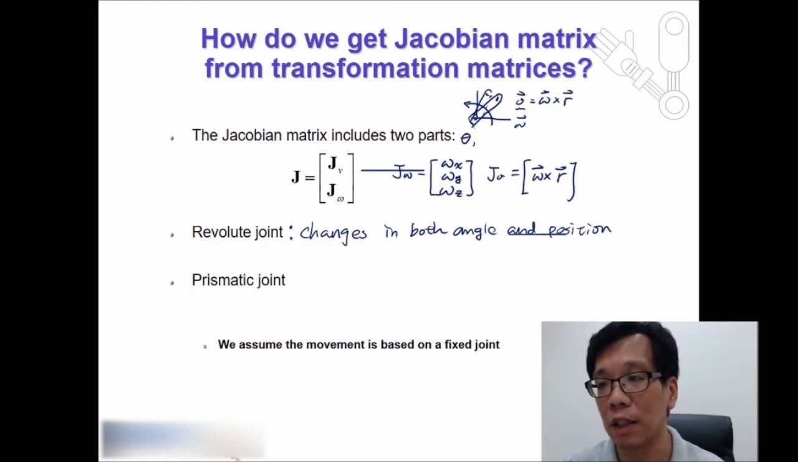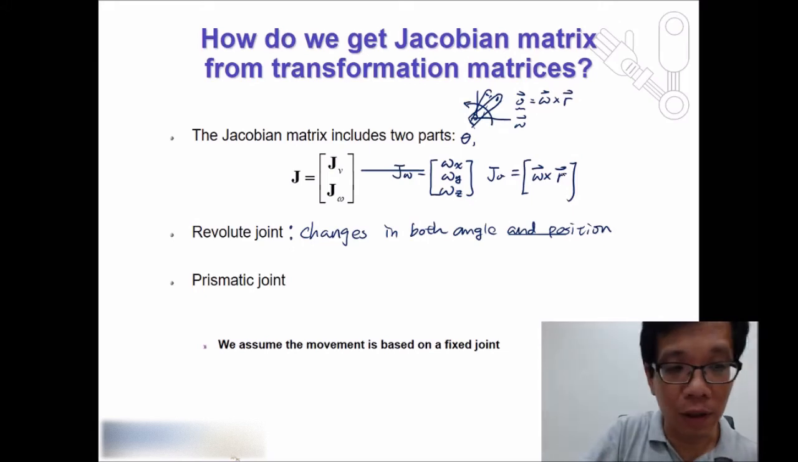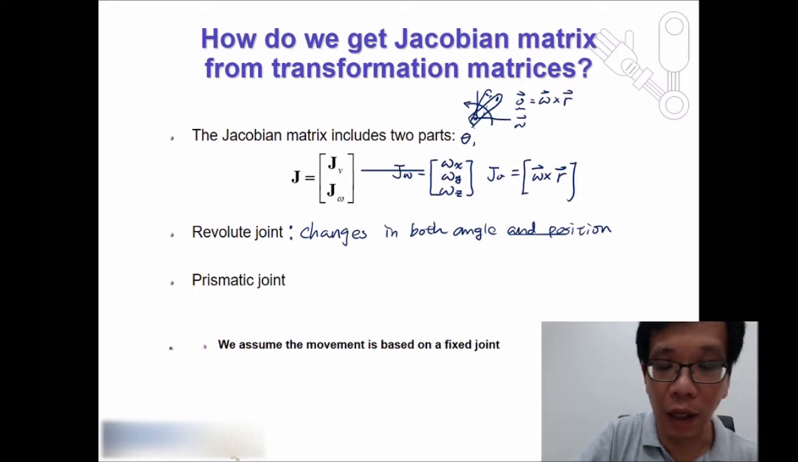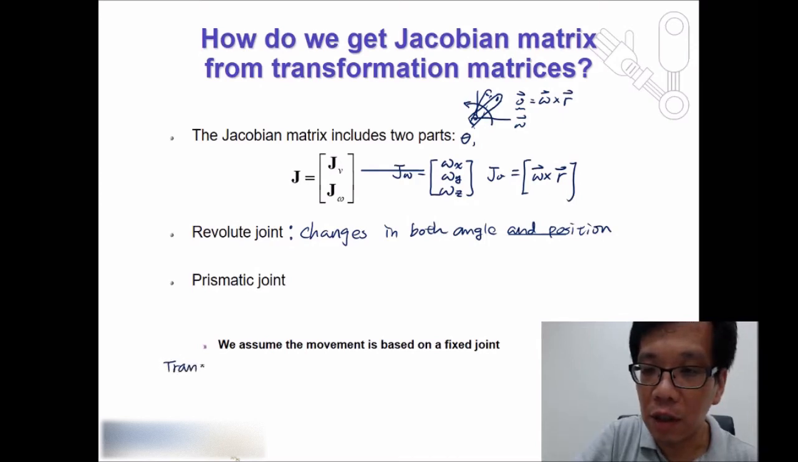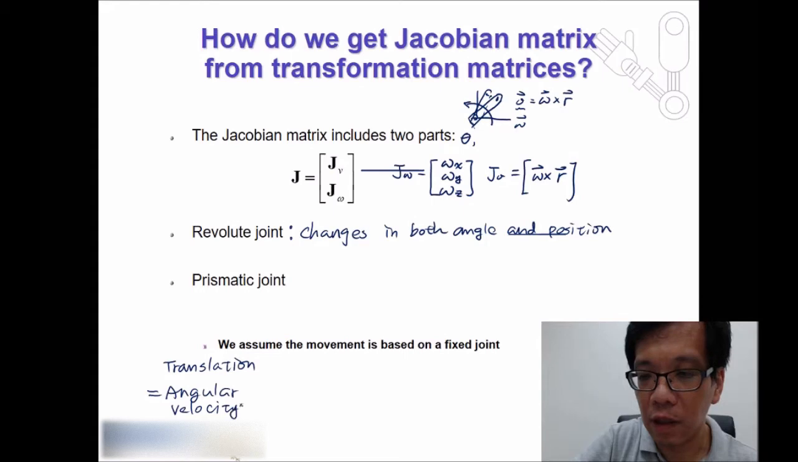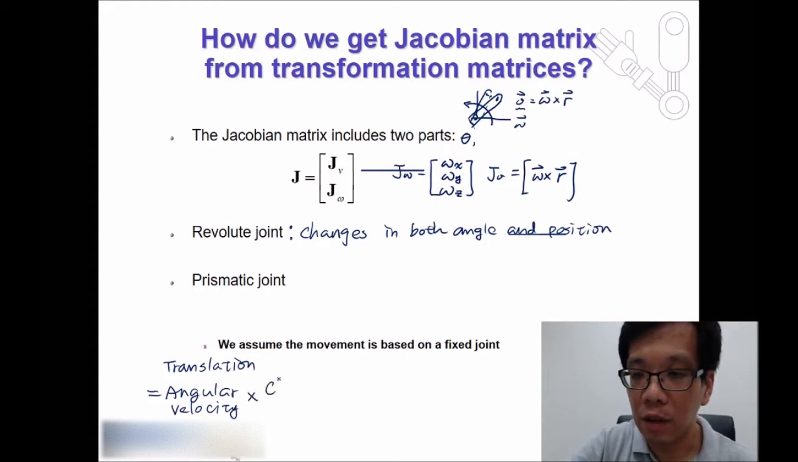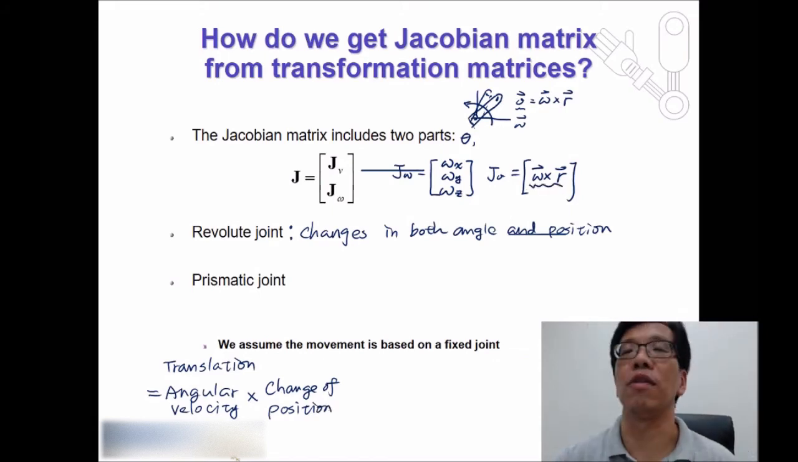We're going to have the formula for this one over here. So the translation actually equals the angular velocity cross product the change of position, which is identical to what I just defined over here.